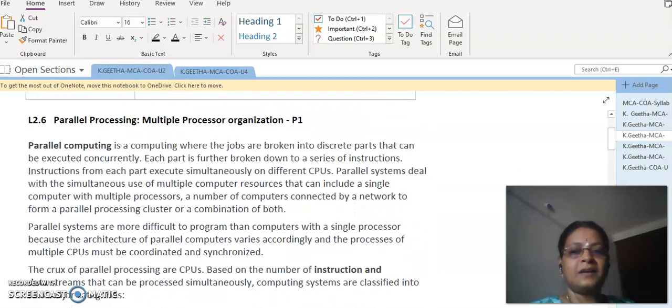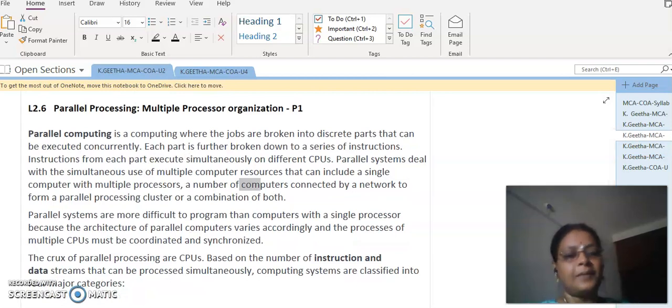Parallel systems are more difficult to program. Why are they more difficult to program? If it is a single processor, we will be scheduling that single processor with different processes. If it is going to be multiple processors, then there should be proper coordination among the processors. So coordinating activities has to be planned properly. We have to schedule the entire job across multiple processors in a proper manner, such that we identify independent units. If one is dependent on another, then parallel computing may not be that feasible.